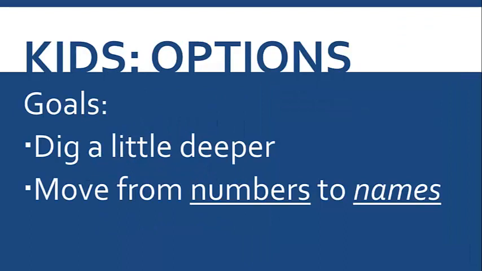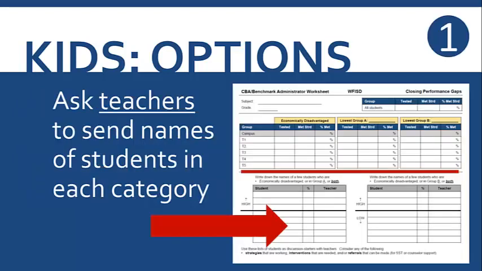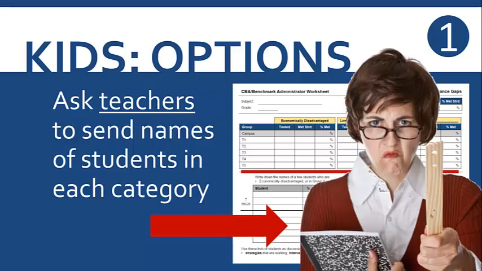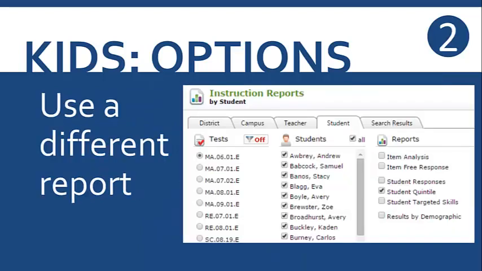But remember, the whole goal is just to dig a little deeper and to try to move from numbers and percentages to names of kids. So here are some other options if that's taking too much time. One option would be to simply ask teachers to send you some names of kids that you could put down in the bottom. But some principals like to protect their teachers and don't want to ask them to do anything extra. So if that's not an option for you, here's another choice.